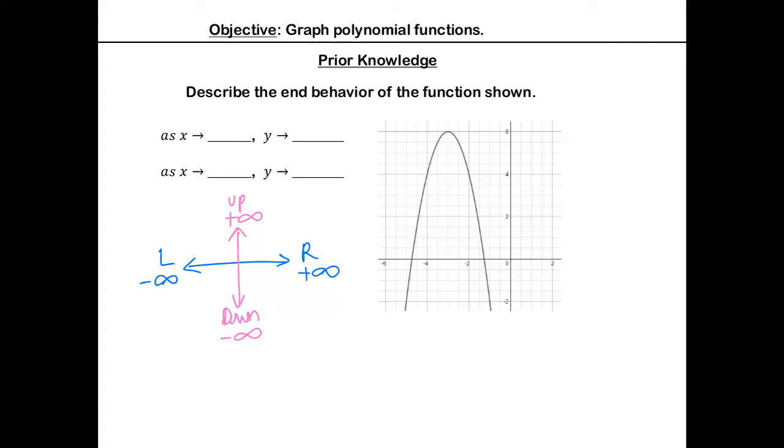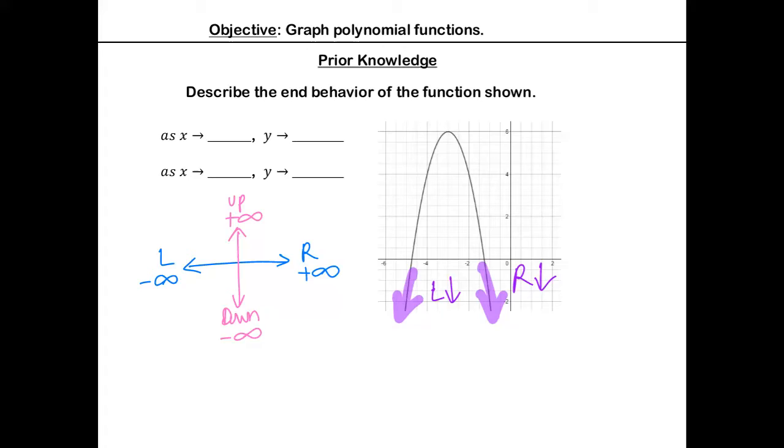So if I look at this side over here, is that the left side or the right side? Left side. And is it going upwards or downwards? Down. And then the other side is this over here. That is going to be the right side, and it's also pointing downwards.